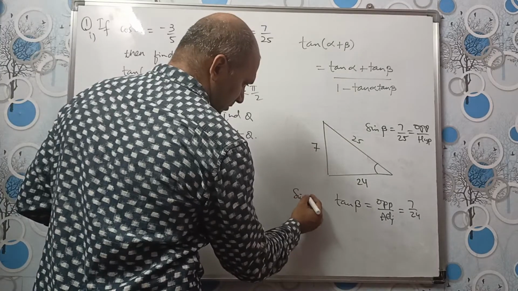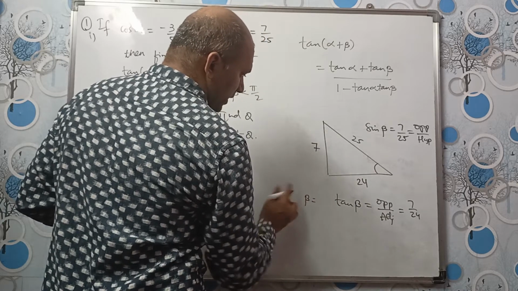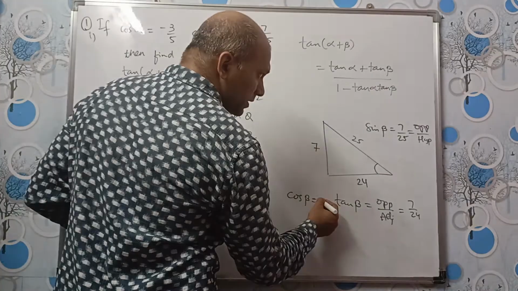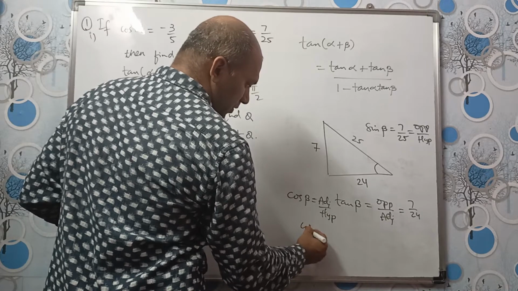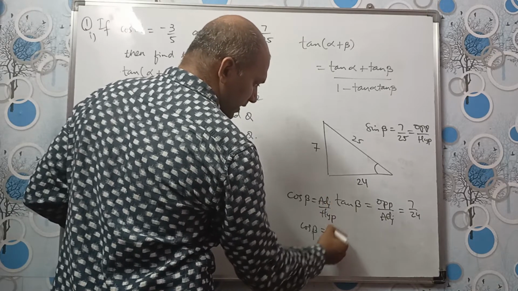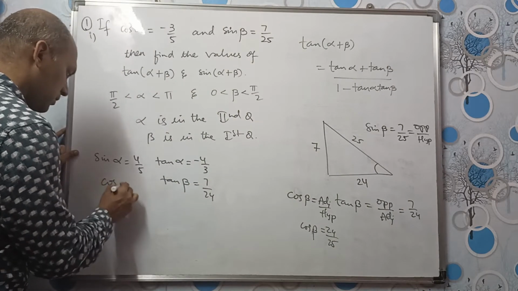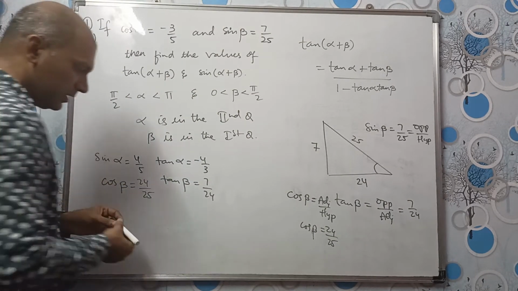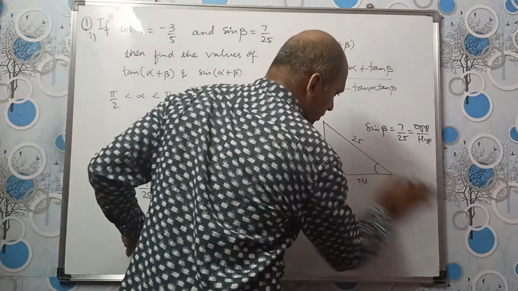What will be sin beta now? Sin is already given. Let us find cos beta. Cos formula is adjacent by hypotenuse, right? So cos beta will be equal to adjacent is 24, hypotenuse is 25. So cos beta is 24 divided by 25. So we have everything that we need to solve this problem now.